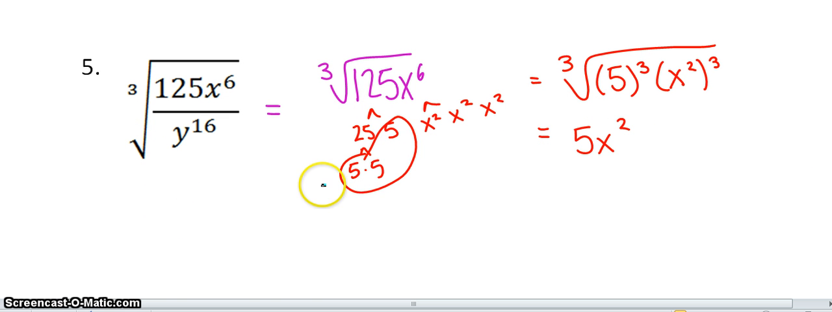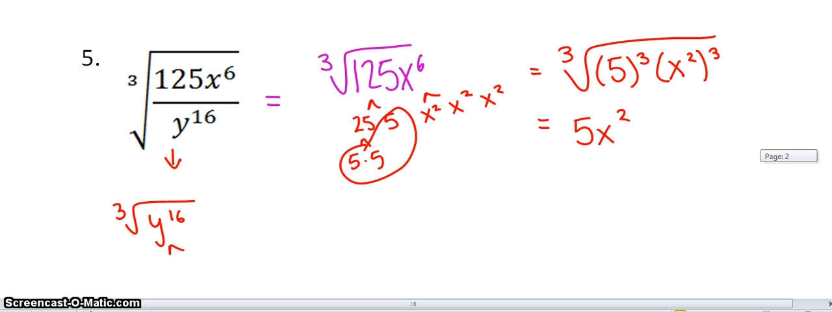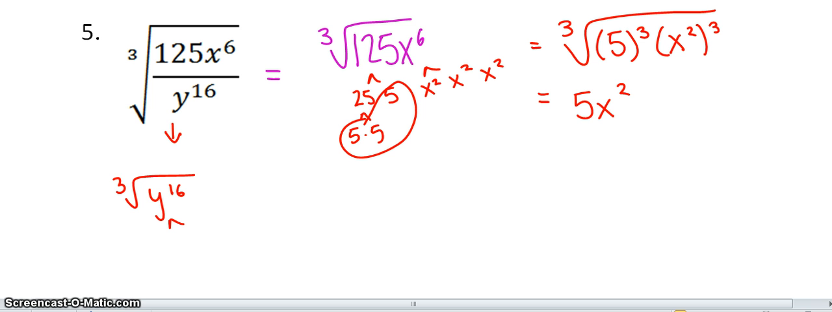Now let's do the denominator, and then we'll rewrite it at the end. So I rewrote the denominator as the cube root of y to the 16th. So again, I want to try and factor that into things I can multiply 3 times to give me y to the 16th. Try that one on your own, and I'll come back again with the answer.